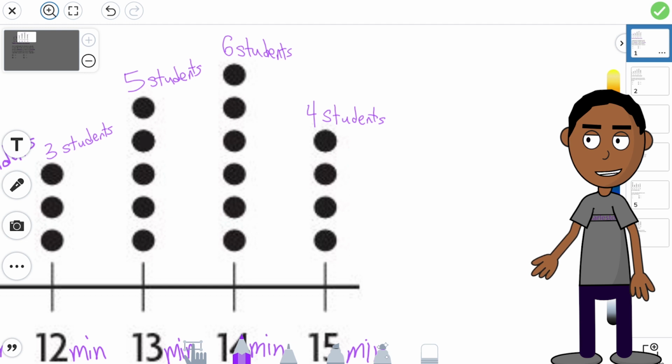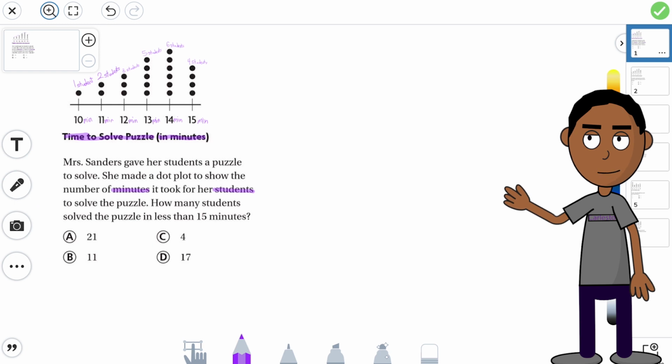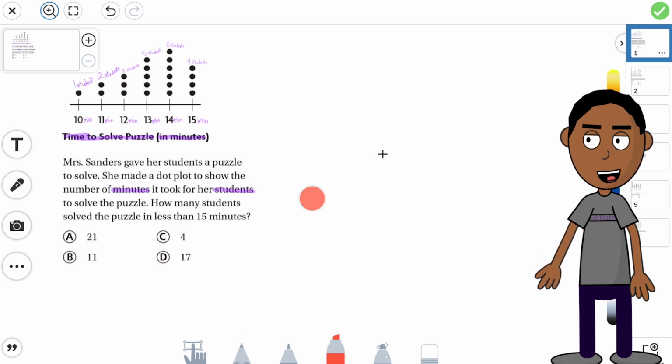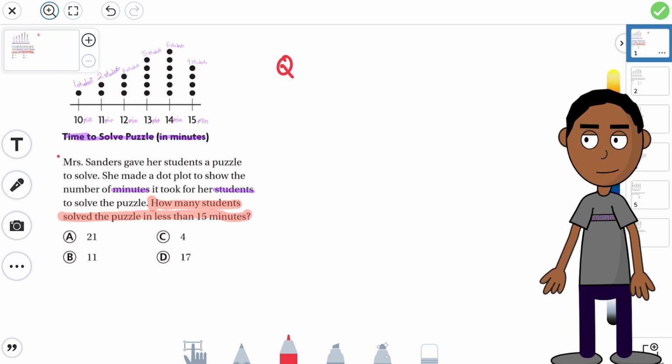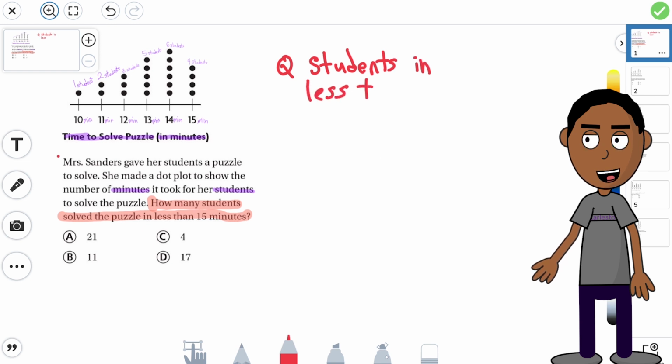Now what I can do is zoom out again all the way by clicking the minus sign. I go all the way out and then look at this. I have all this information on my Seesaw paper. So now I can go to the question. I notice that the question is somewhere over here. It says, how many students solved the puzzle in less than 15 minutes? So I'm going to write the Q for question. They're asking me for the students that did the puzzle in less than 15 minutes. So I'm going to write students in less than 15 minutes. And that's the question. Okay.